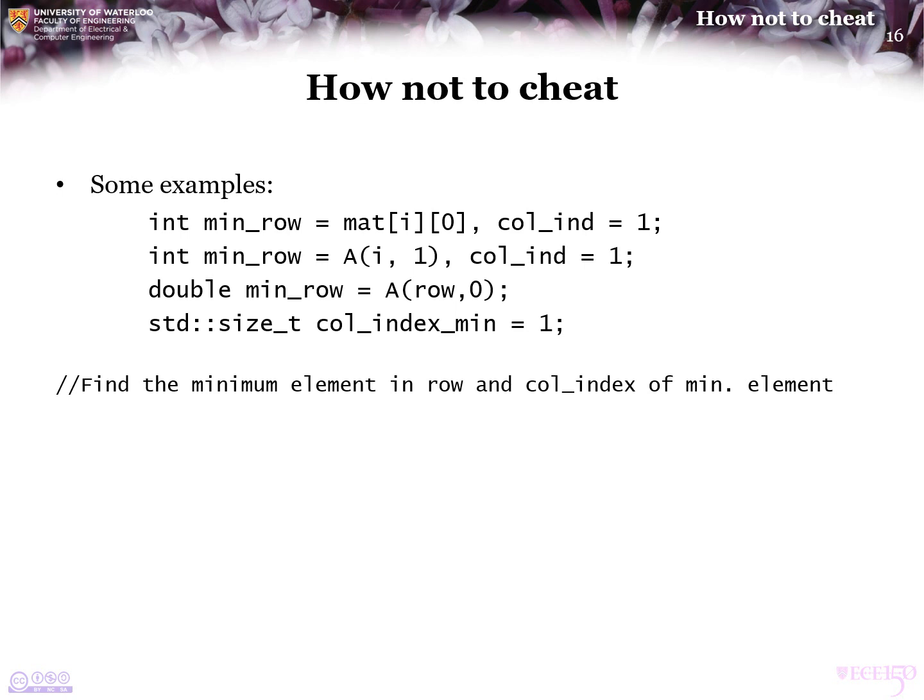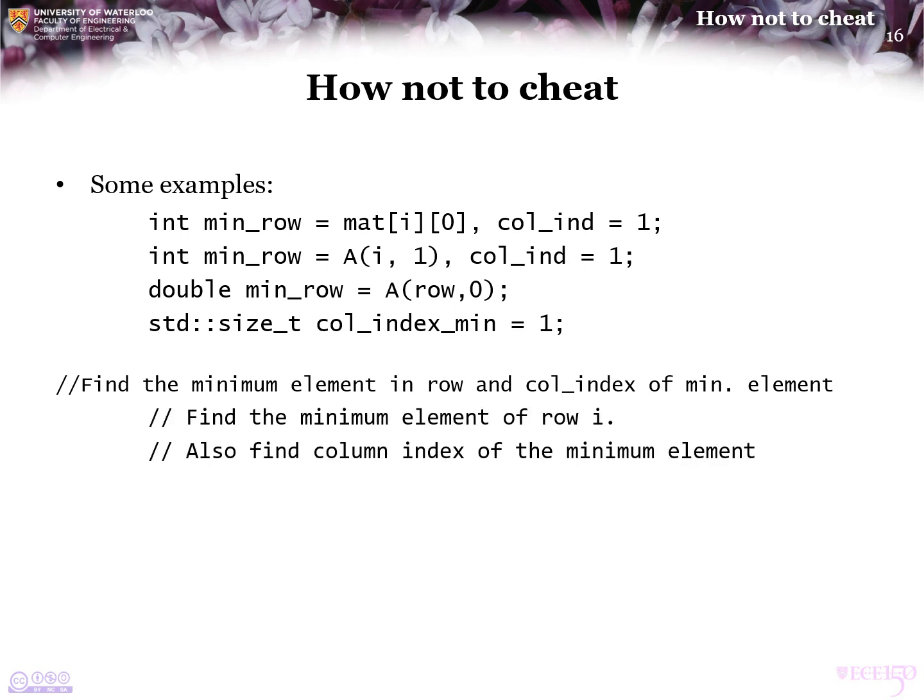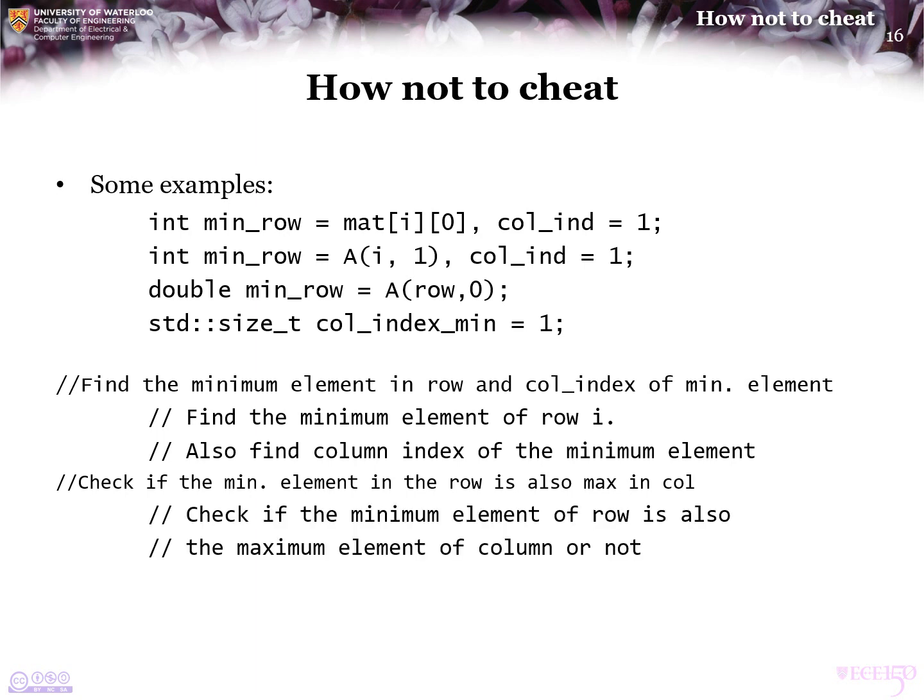Another student included this interesting comment. Now, why you're commenting on a final examination where we are simply testing you in Marmoset is beyond me. But in the online code, we have the comment, oh, find the minimum element in row of row I and column index of minimum element. Oh, nicely paraphrased. That could have been a coincidence, but the next comment is, oh, check if the minimum element in the row is also maximum in column. Check if the minimum element of row is also the maximum element of column or not.